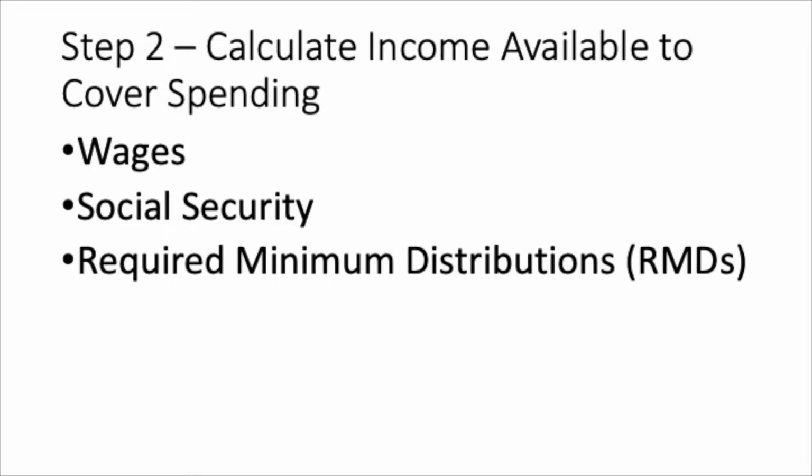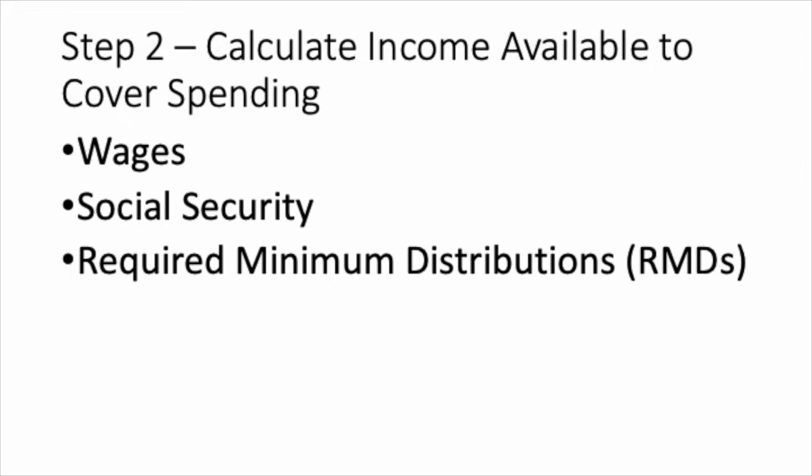Then we have to figure out what their income is. We're going to talk about spending in a second, but first we have to talk about how much income is out there to cover whatever their spending amount is going to be. So the first thing we do is look at wages. Remember, we entered wages, and those are inflated every year, so we pull in that year's inflated wages.